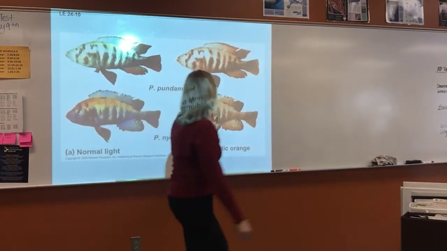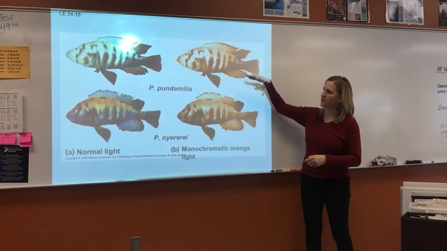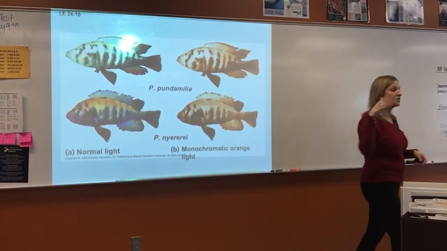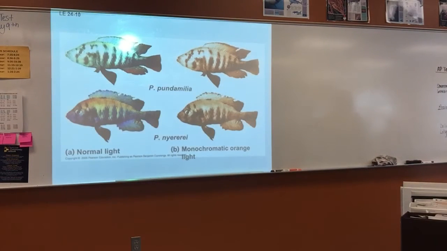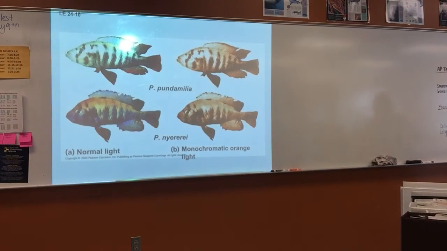When they looked at what was going on in the monochromatic orange light, they found that the females in each species started mating with the males of the other species. So they also mated with males of their own species, but also males of the other species. So what do you think that says? What did they learn from that?